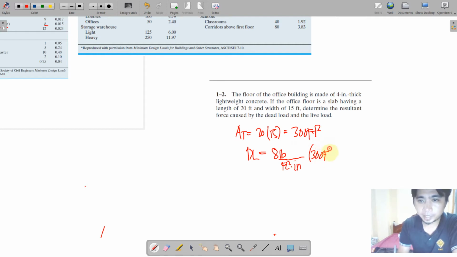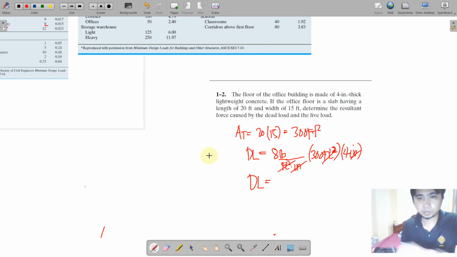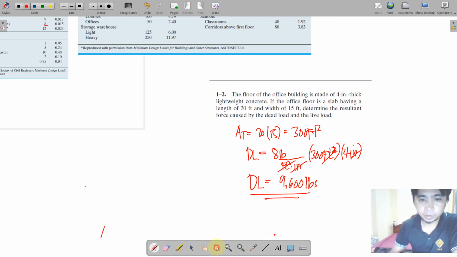Again we multiply that by 300, the tributary area, as well as the thickness, which is 4 inches, so this denominator is eliminated. So we have dead load equivalent to 8 by 300 by 4. We have 9,600 pounds for our dead load.